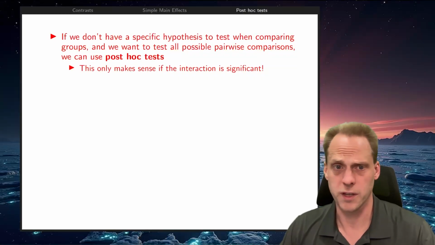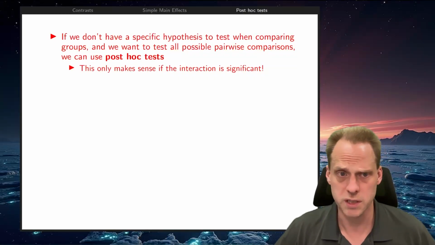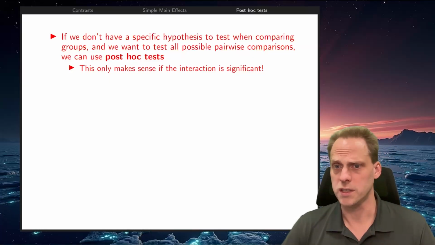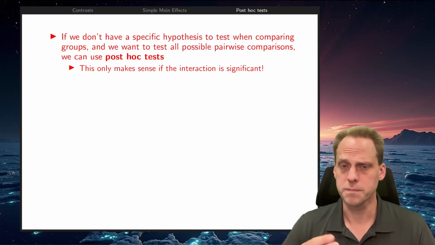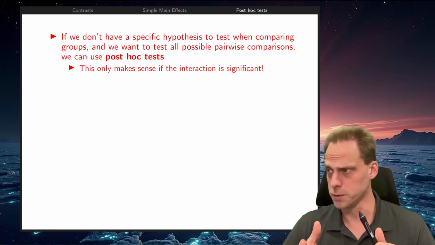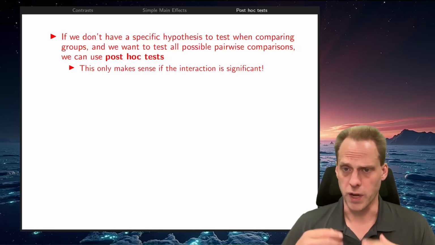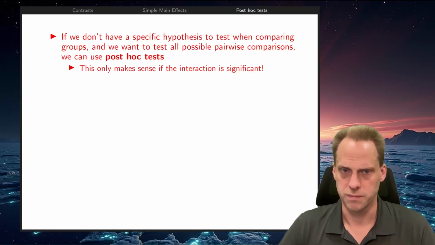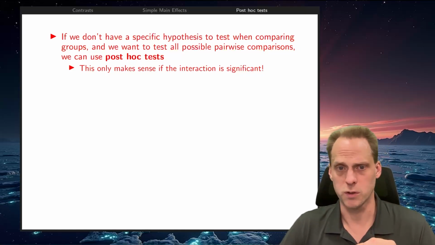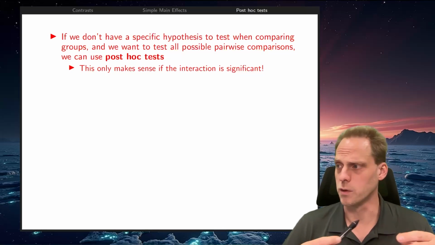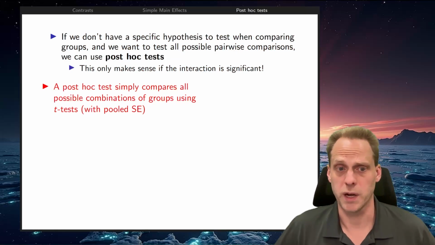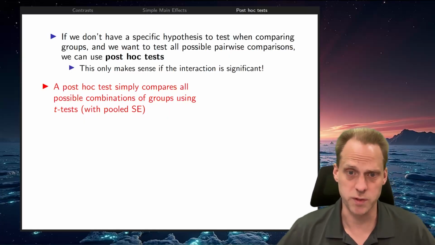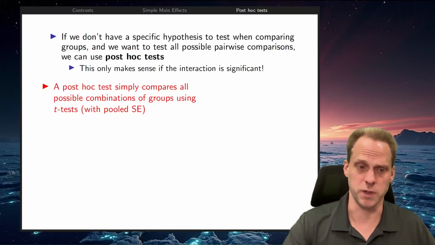All right, now the final thing that you can do are post hoc tests. Post hoc tests are basically every possible combination of groups we can do a t-test for. Right, so we have in this case 9 groups, 3 by 3. So we can do a t-test for every possible combination of those groups to see which ones are exactly different. Now, that only makes sense to do if the interaction is significant, otherwise there's no reason to look at the group level. So basically, the test will simply compare all possible combinations of groups using t-tests with the pooled standard error, so it's not exactly the same as running separate t-tests, but it's very similar.